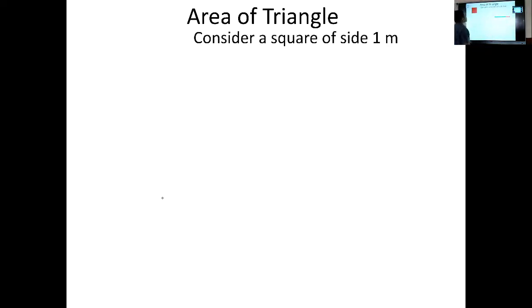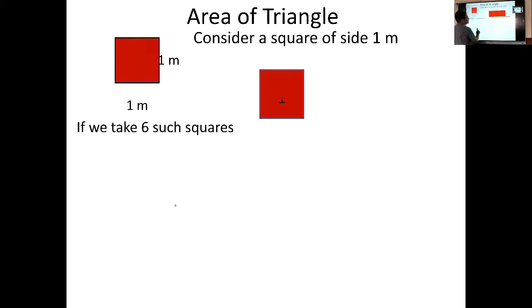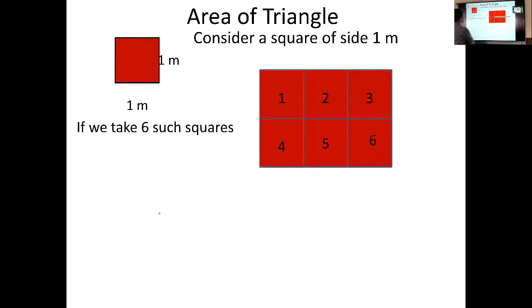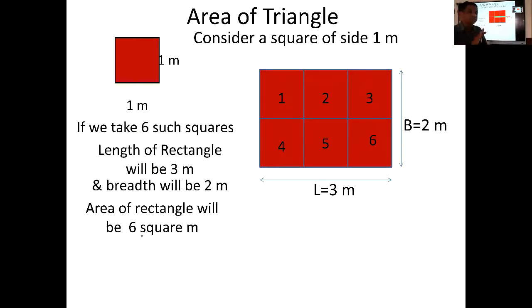Let us find out how to find the area of a triangle. Now again, we are going to consider a square of 1 meter by 1 meter. We'll take again 6 such squares, 1, 2, 3, 4, 5, and 6. The length of this rectangle is 3 meters and the breadth is 2 meters. And the area of this rectangle, we have already seen, length multiplied by breadth, is 6 square meter. Now I am going to draw a line which will join two opposite corners of a rectangle.